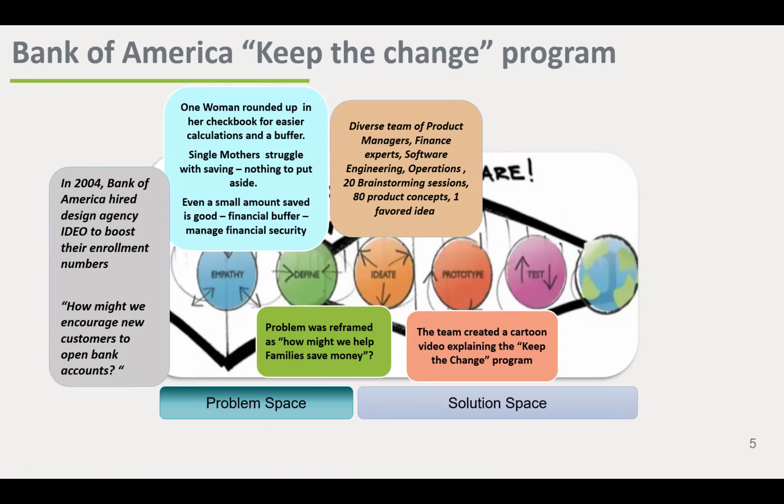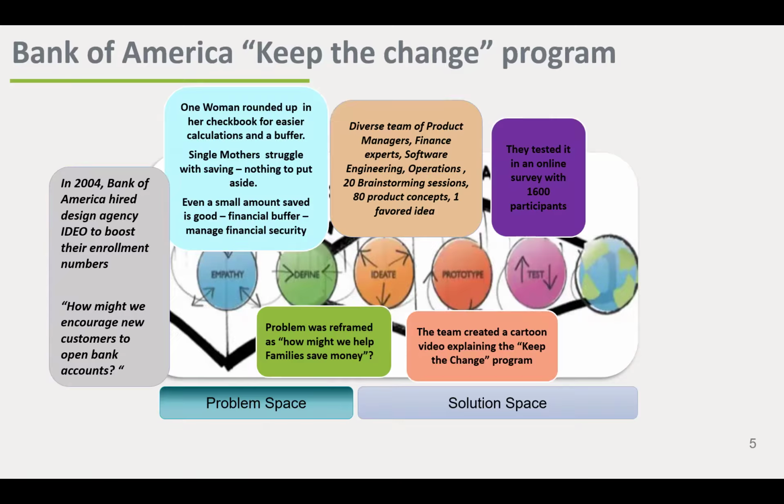So once they voted on that solution, they then created a cartoon video explaining the program. The Keep the Change program is quite simple. You have a debit card associated with a savings account. If you buy a coffee for $2.50, it charges your card $3 and puts 50 cents in your savings account. By the end of the year, you have money saved, micro saving.